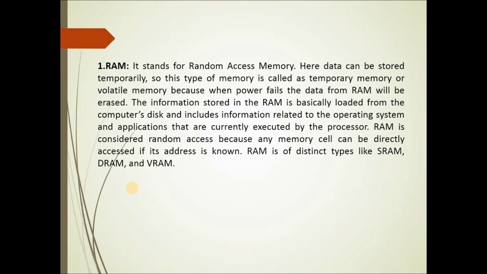RAM, as I already told, has different types: SRAM, static RAM, and DRAM, dynamic RAM. Static RAM was used previously, so now only dynamic RAM is used, and static RAM is now inbuilt in the CPU. After that, ROM is there.